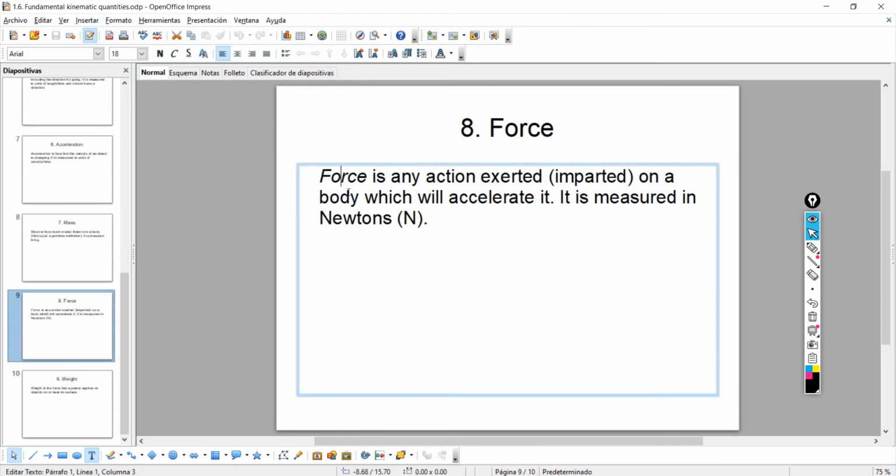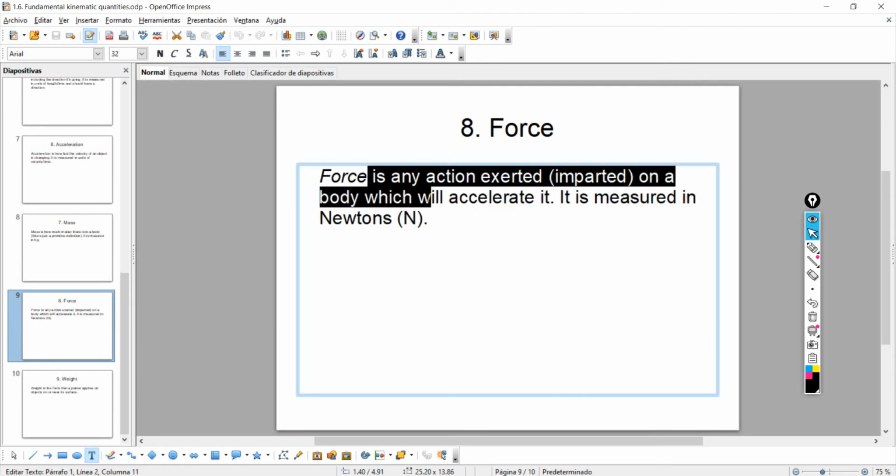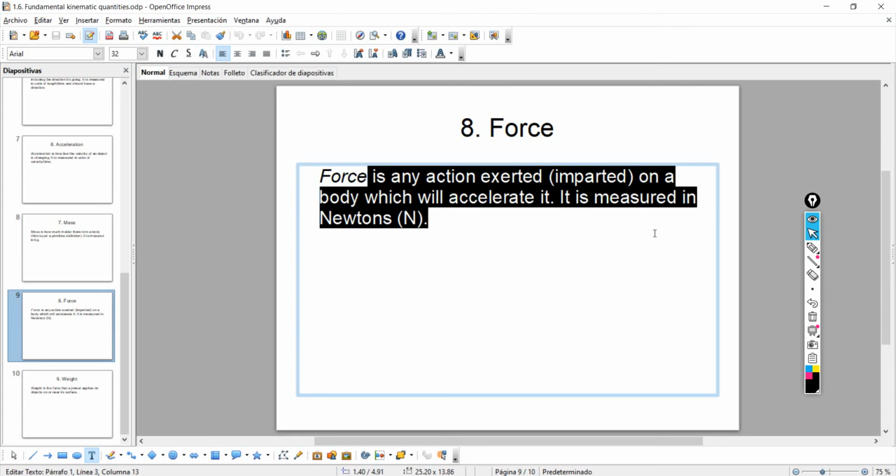Now, force. What is force? Force is any action exerted. I want you to get used to this word because I'm gonna be using it a lot. Exert. It's basically impart. When I exert a force on you, I am imparting or applying a force on you. That's what this word means. It's not very complicated. So force is any action exerted or imparted on a body which will accelerate it. It is measured in newtons. For example, one more time, let me give you another example.